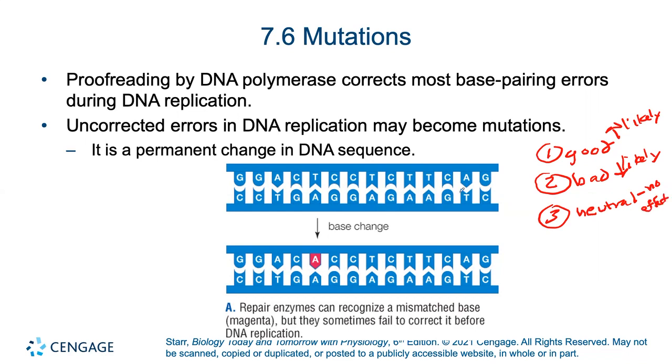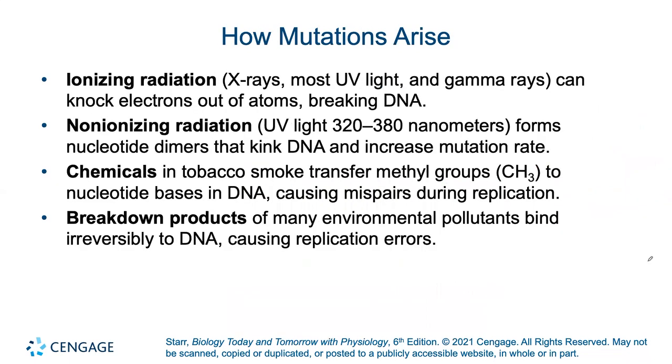And this is what drives a process called evolution and natural selection. So those are sources of mutation: ionizing radiation, non-ionizing radiation, chemicals, breakdown products, errors in DNA replication itself. Is it good? Is it bad? Is it neutral? It depends on where the change takes place and what the change causes.